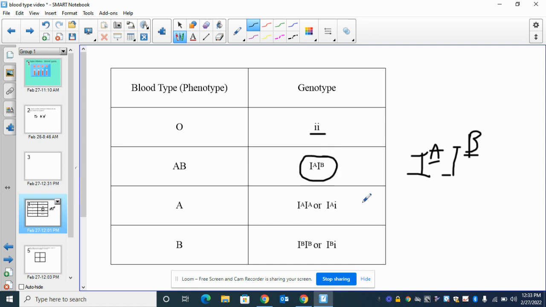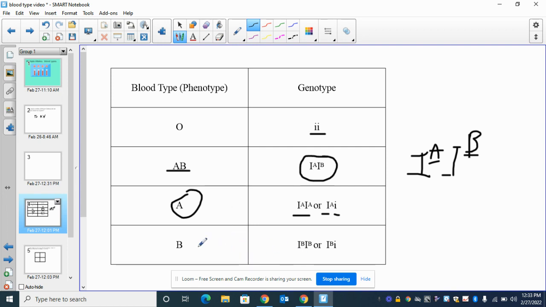If you have one A allele and one B allele, well, guess what? You're blood type AB. For blood type A, you could have both A alleles, or you could have one A allele and one O allele. Remember, O is lowercase i. So if I have one A allele and one O allele, my blood type is still A because the A allele is dominant to the O allele. So if you're blood type A, you could have both A alleles or one A and one O, because A is dominant, it shows up.